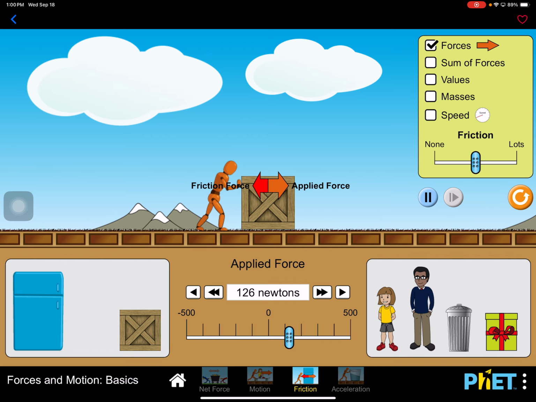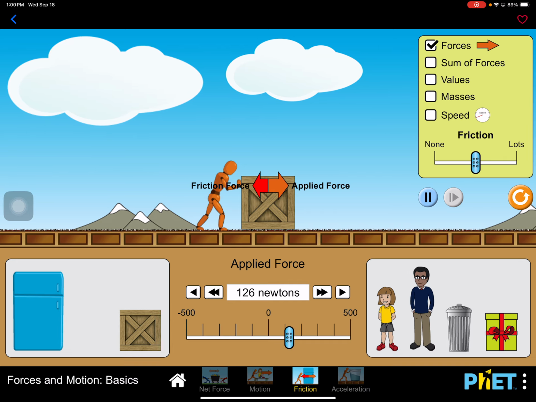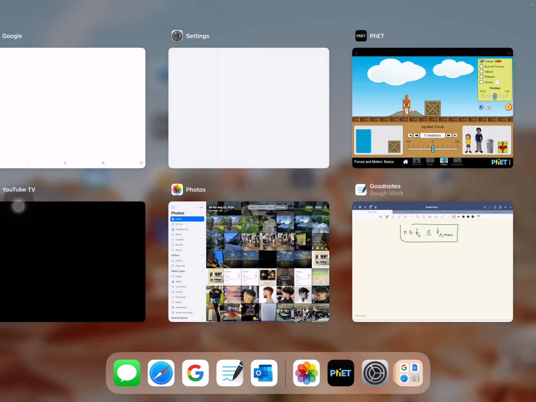Okay, so let me ask you this. Now let's do the same experiment, except that I'll put a little glue on the bottom of the box. What will happen to the maximum static friction force? It'll go up. So you obviously know that.